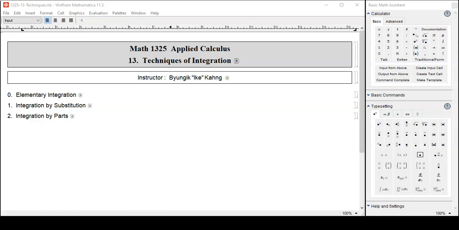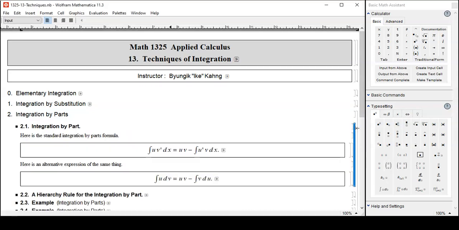Hello students, welcome back. Previously in section 1, we studied integration by substitution, which is essentially the reverse chain rule. Now let's study integration by parts, and that's essentially the reversed product rule. Let's begin with a product rule like this.